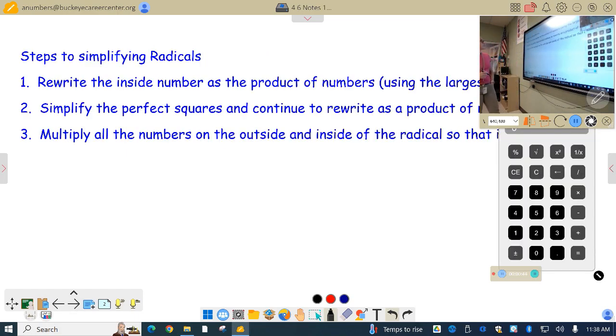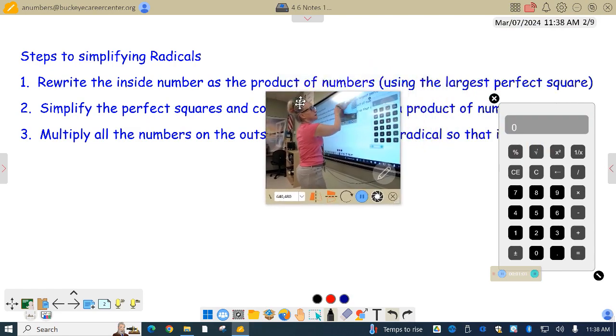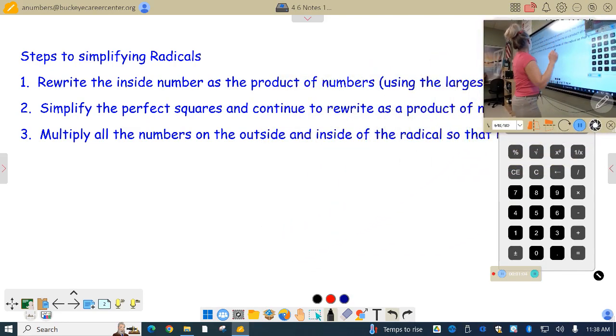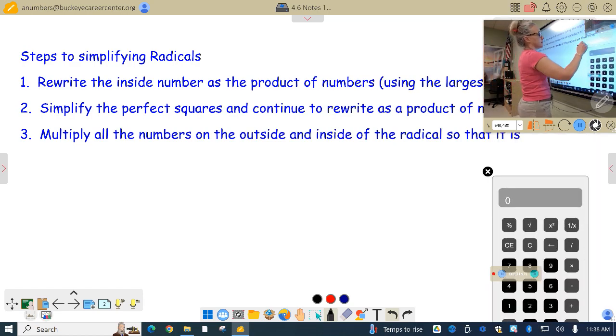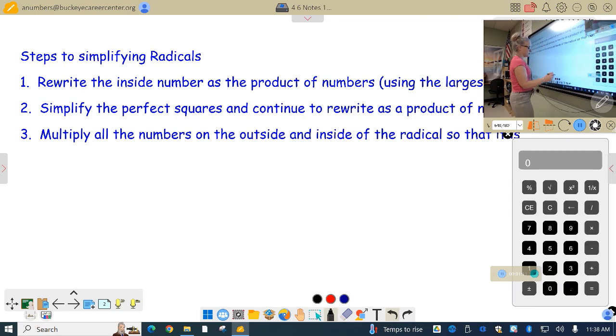So, simplifying radicals, steps to simplifying radicals. First thing we're going to do is rewrite the inside number as a product of numbers using the largest perfect square, which is what it says behind the video. Simplify the perfect square and continue to rewrite as a product of numbers, and then multiply all the numbers on the outside and inside of the radical so that it is simplified. Then it's going to look like this: you're going to have a square root of x, where this is your simplified and this is what cannot be simplified. Now, before we do any of that, you need to know what perfect squares are.